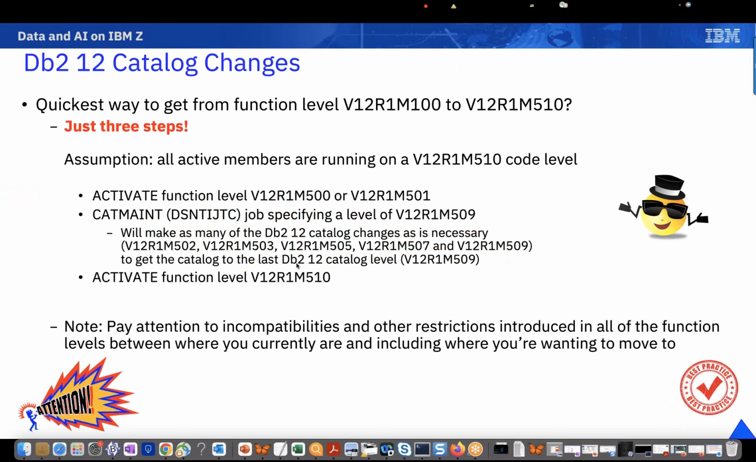Now, in the earlier part of my presentation, I talked about function level incompatibilities. So we give you the flexibility to really quickly go. I mean, you can go from 100 to 510 in minutes, seconds really probably. But make sure that you've looked at the incompatibilities that the various function levels have introduced. You do not want to get surprises when you get all the way up to function level 510. So again, pay attention to those incompatibilities.